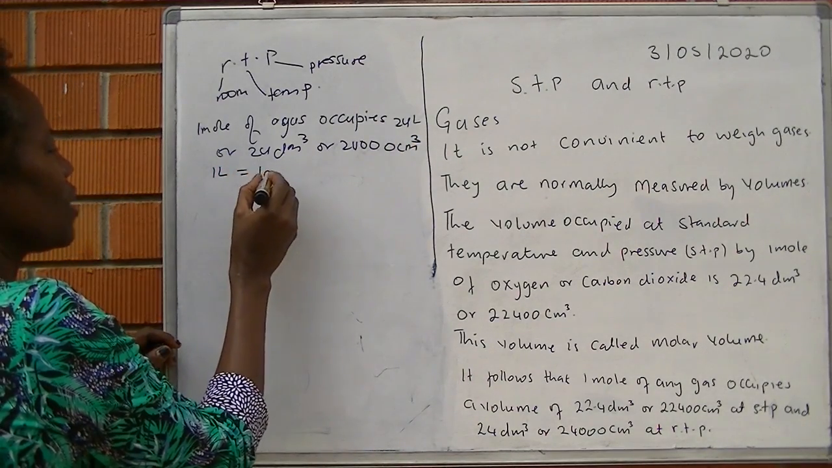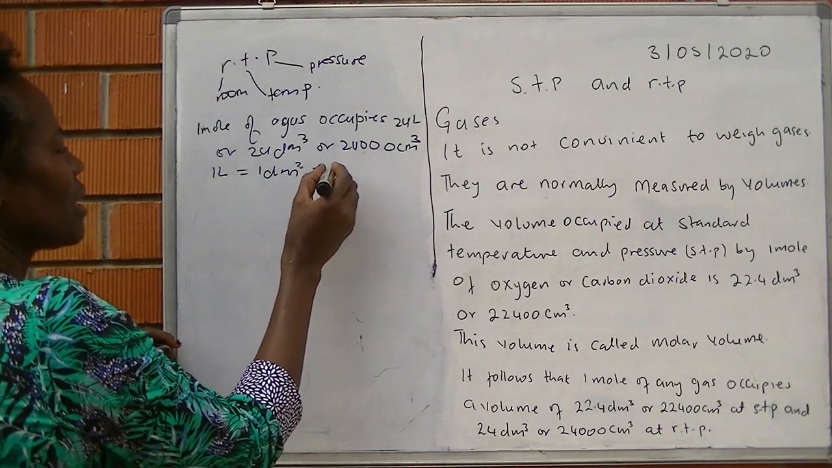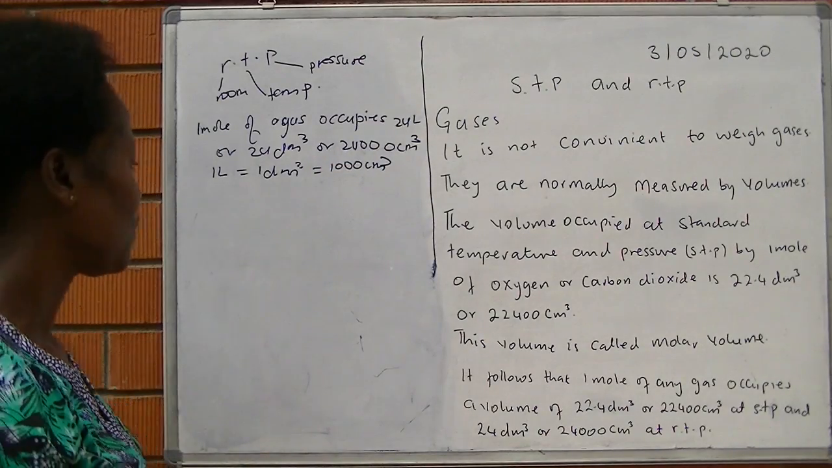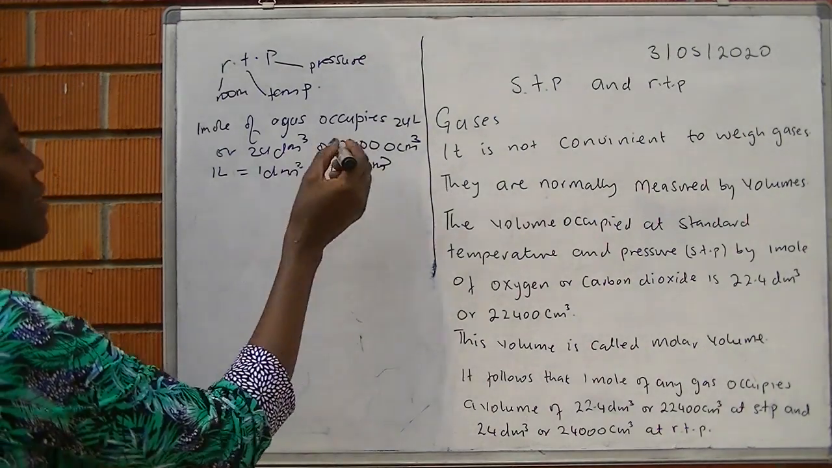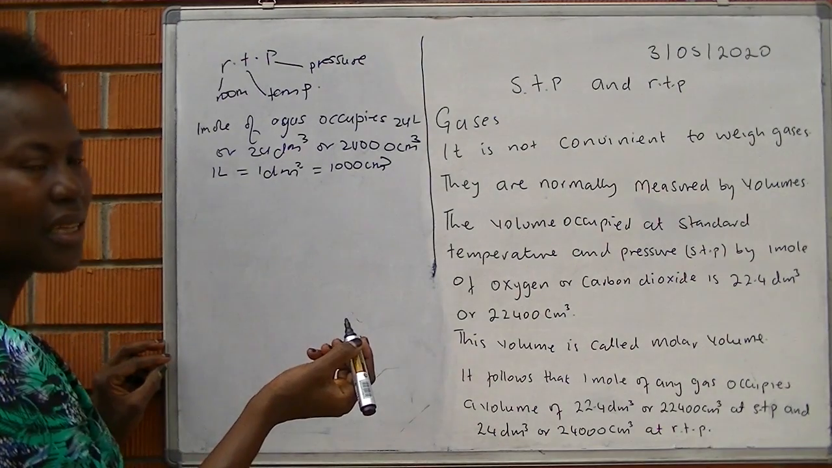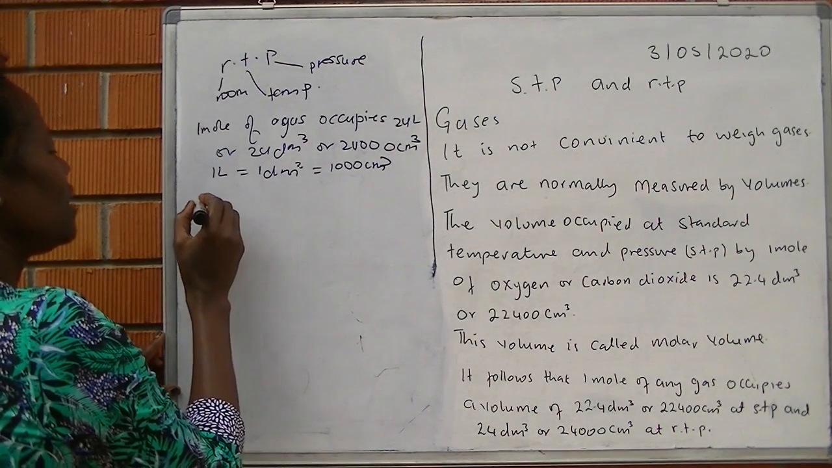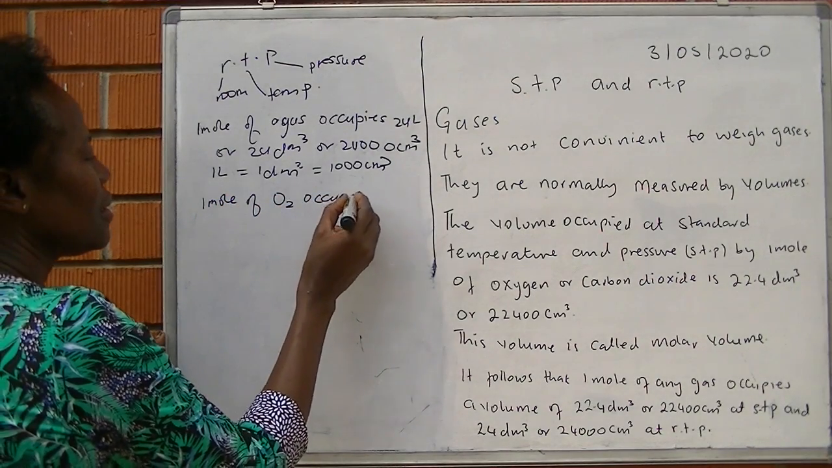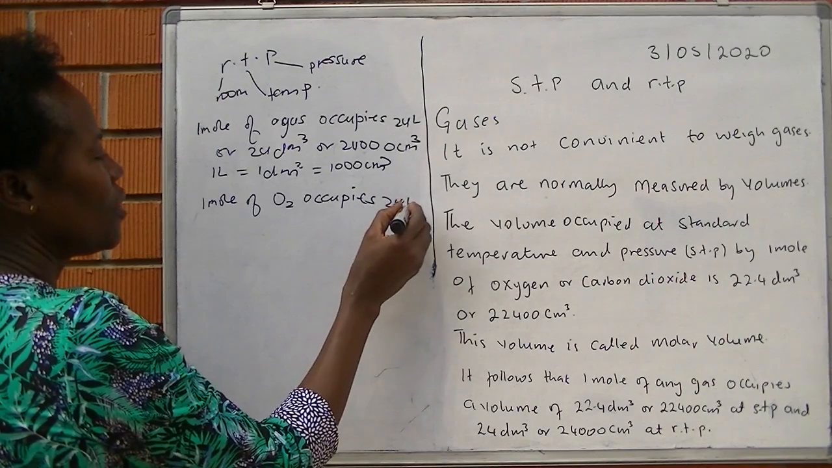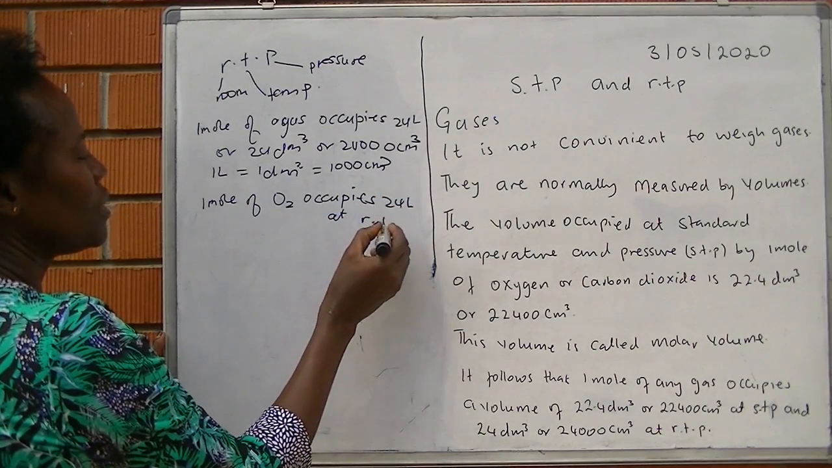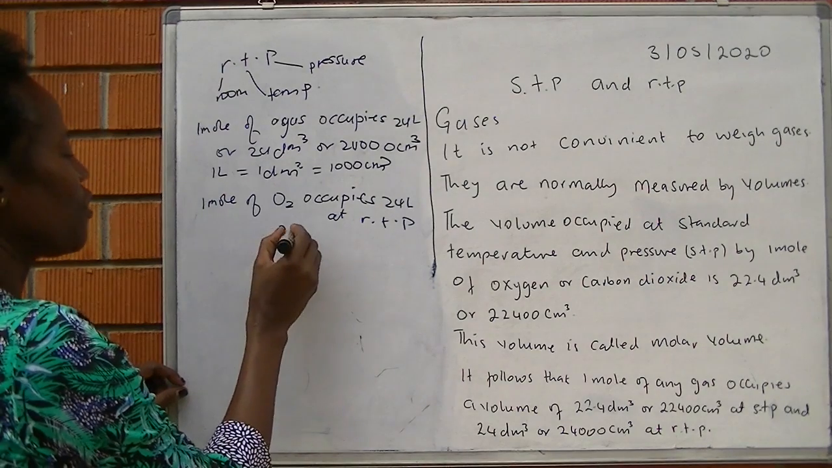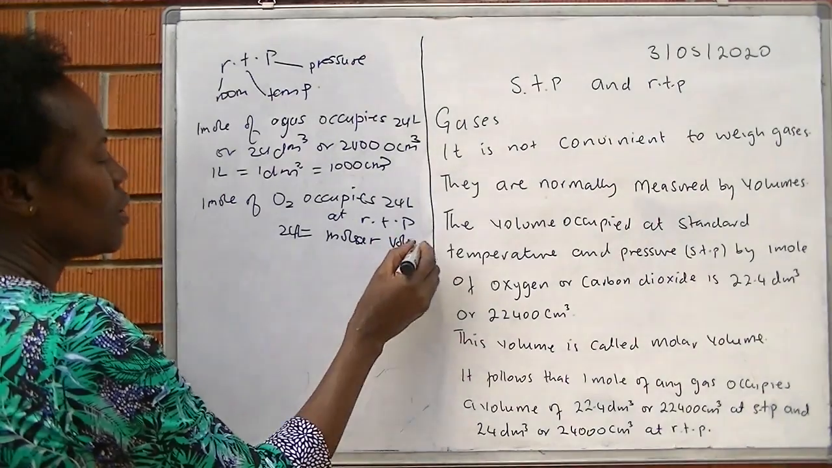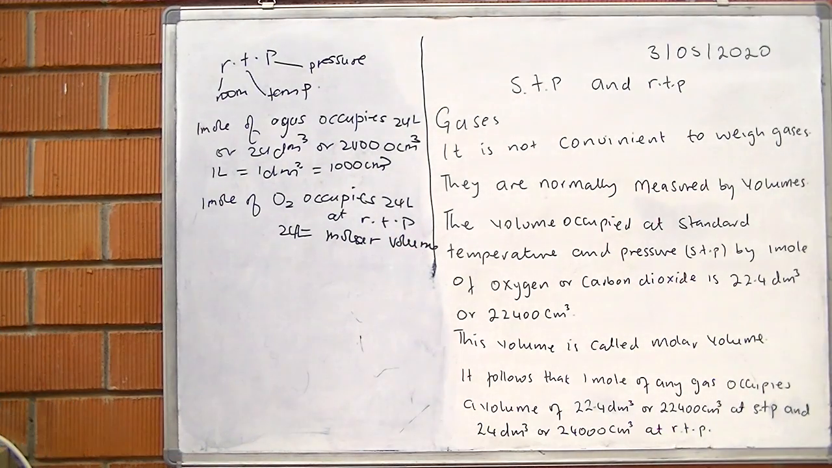1 liter is equal to 1 cubic decimeter is equal to 1,000 cubic centimeters. Just multiplying to get the value. What does this mean? It means that if we take a gas to be oxygen, 1 mole of oxygen occupies 24 liters at room temperature and pressure. This 24 liters is called the molar volume at room temperature and pressure.